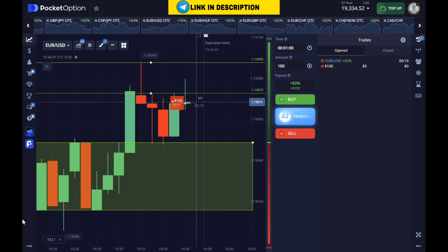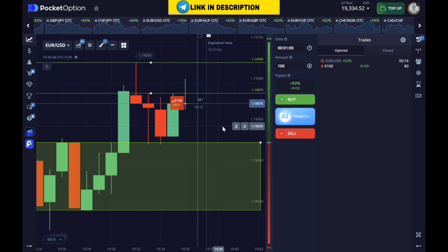Also, keep in mind that I am not a financial advisor. Always do your own research before taking any trade. There is always a possibility of loss in any trade, and you must keep this in mind before trading. That way, trading will be more beneficial for you.